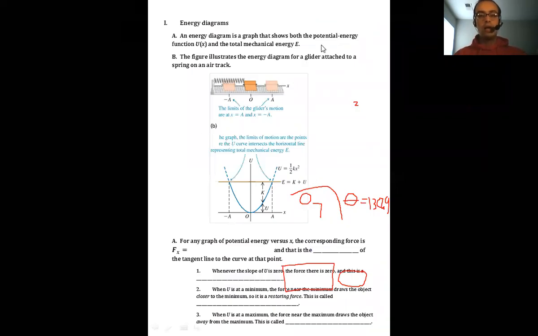All right, now we're going to take a look at energy diagrams. An energy diagram is a graph that shows both the potential energy function, U as a function of x, and the total mechanical energy, E. So the figure illustrates the energy diagram for a glider attached to a spring on an air track.